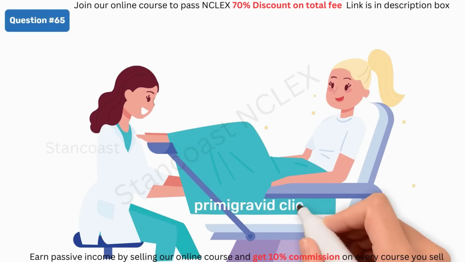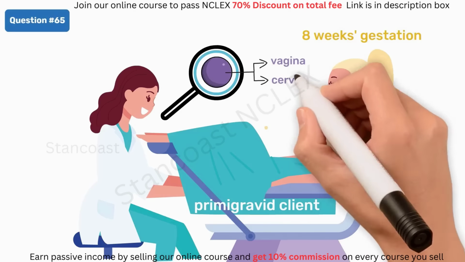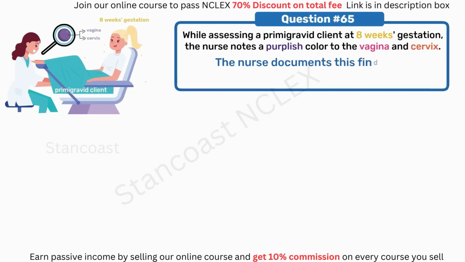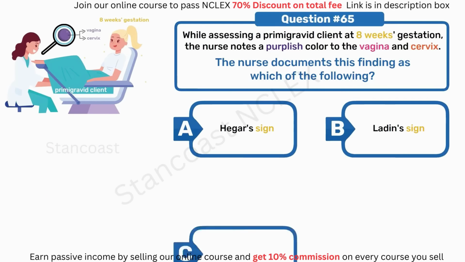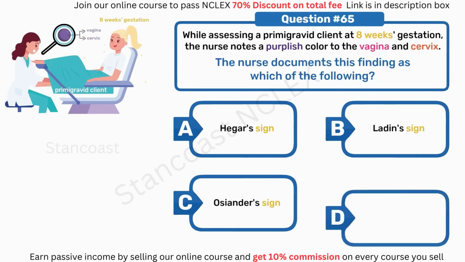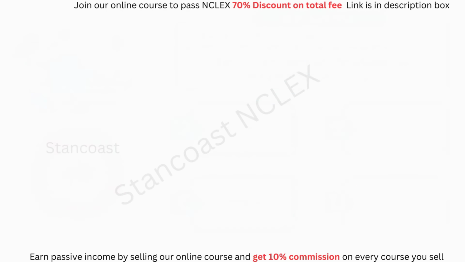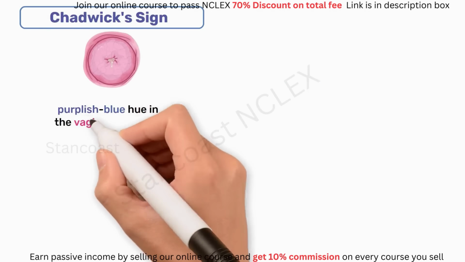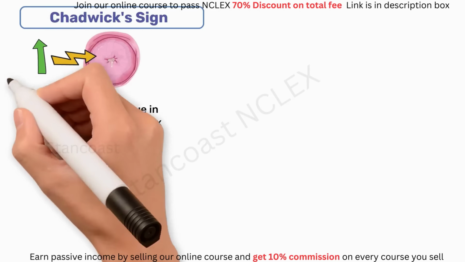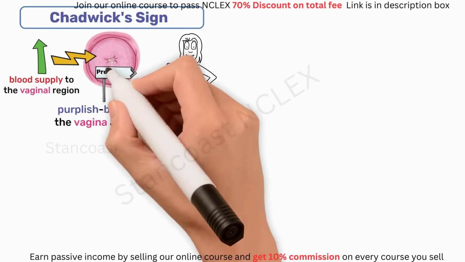While assessing a primigravid client at 8 weeks gestation, the nurse notes a purplish color to the vagina and cervix. The nurse documents this finding as which of the following? A. Hegar's sign. B. Ladin's sign. C. Osiander's sign. D. Chadwick's sign. Option D is correct here, because the Chadwick sign is characterized by a distinct purplish-blue hue in the vagina and cervix, resulting from heightened blood supply to the vaginal region during pregnancy, making it a potential indicator of pregnancy.